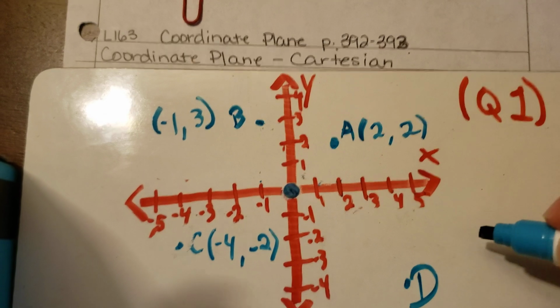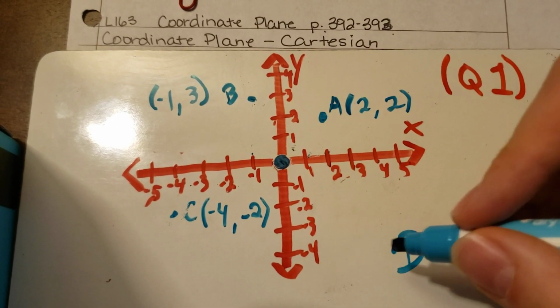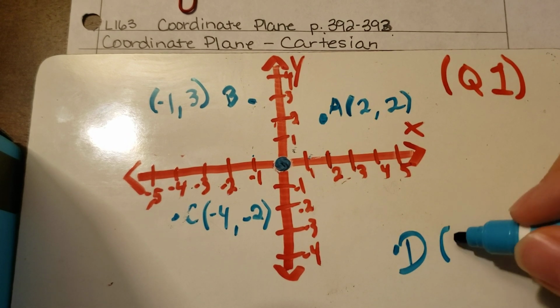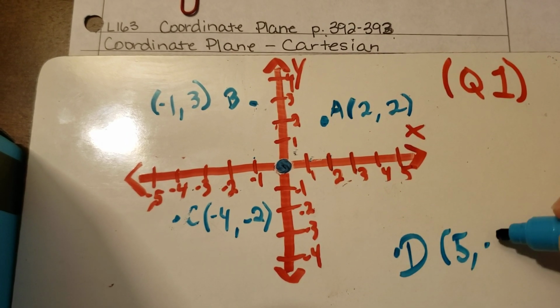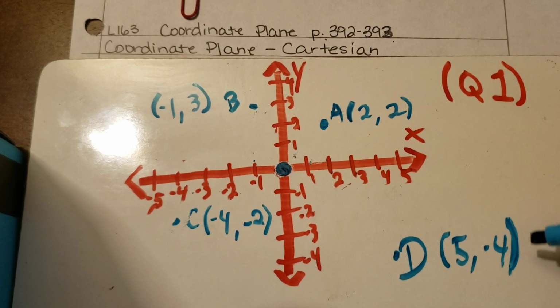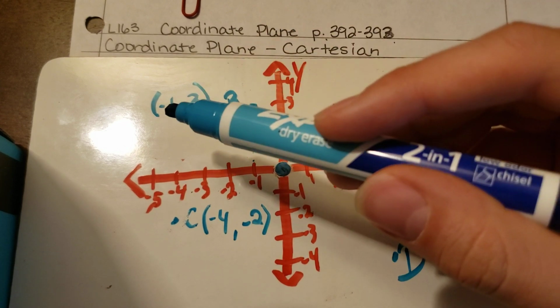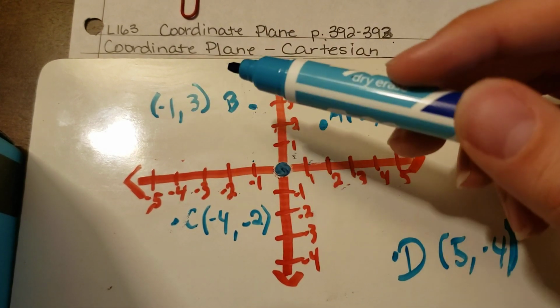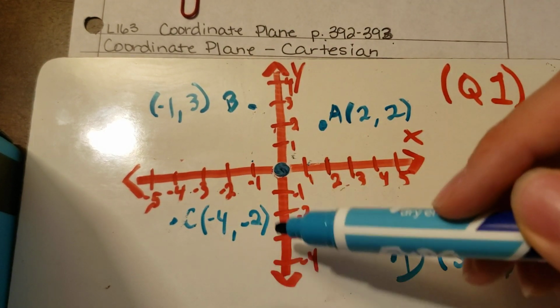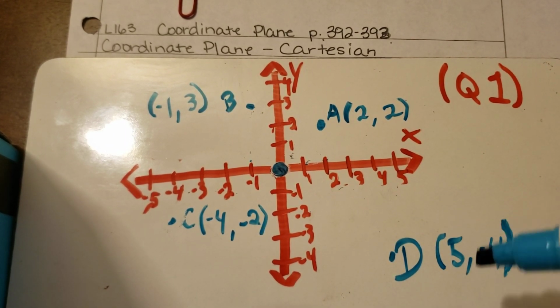Okay. And finally, we're at point D. That's at about 5, -4. 5, -4. Now, if you remember our quadrants, in quadrant 1, both x and y are positive numbers. In quadrant 2, x is negative, y is positive. Quadrant 3, both of my numbers are negative. And in quadrant 4, my x is positive and my y is negative.